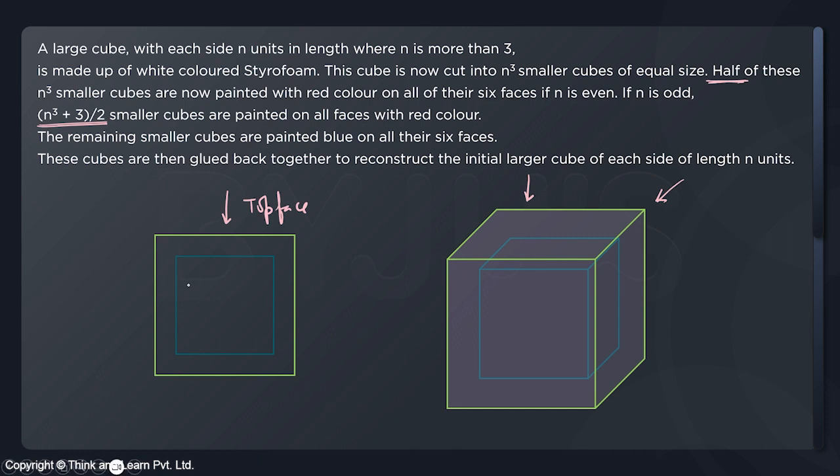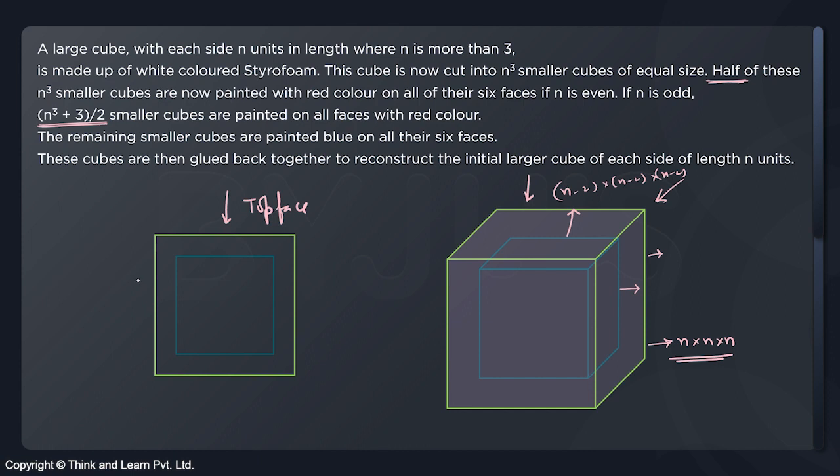Why am I showing this to you? This light green boundary is the outer surface of the cube, and this light blue cube is the cube which is completely inside this bigger cube. So if this outer cube is of n by n by n sides, this inside cube would be of n minus 2 by n minus 2 by n minus 2, because the length, breadth and height of that cube would be n minus 2, n minus 2, n minus 2.